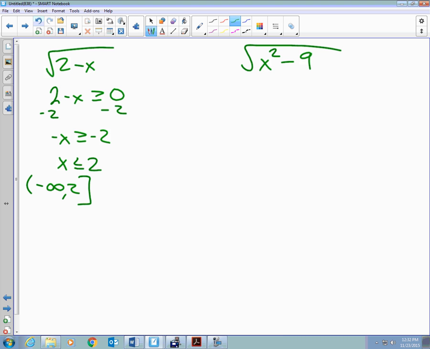Now, if you don't like solving it algebraically, go ahead, look at the graph. You guys know what the graph looks like. It's shifted over the right 2 units, and it goes that way. That's from negative infinity to 2.